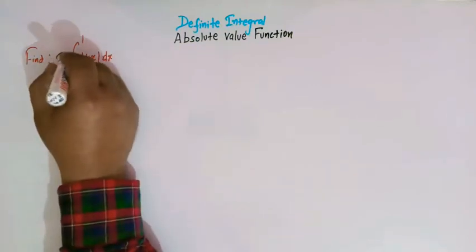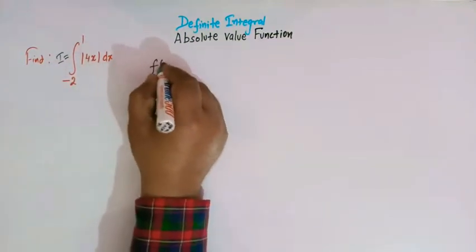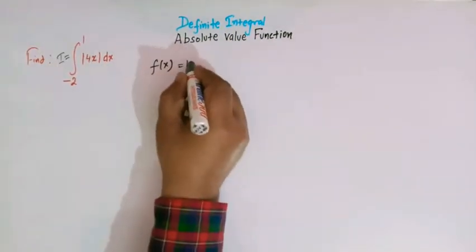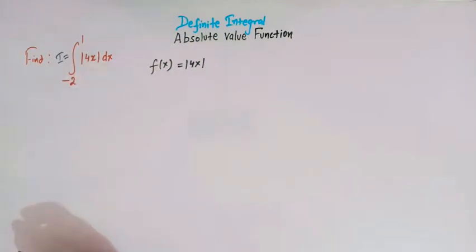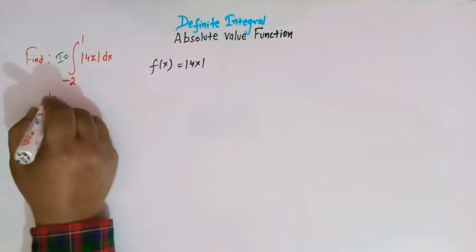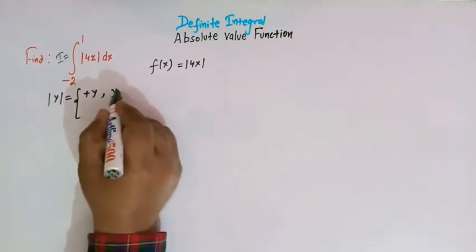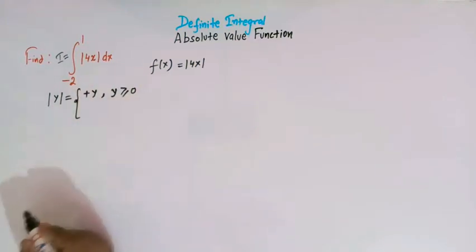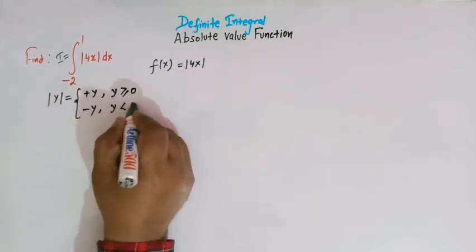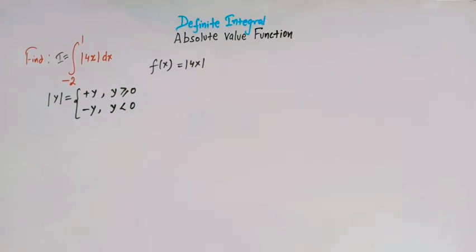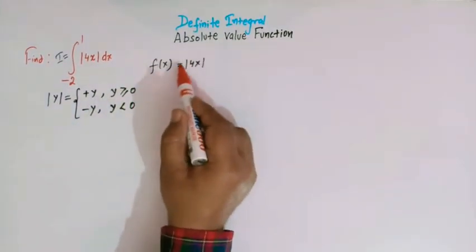Now let us call this integral as I. So here we see that the integrand, we may take this function mod of 4x as f of x. Now we know the definition of absolute value function, which says that mod of y is equal to positive y whenever y takes the positive values including 0, and mod of y is equal to negative y whenever y is less than 0. So here we'll apply this definition of a mod function to this function.